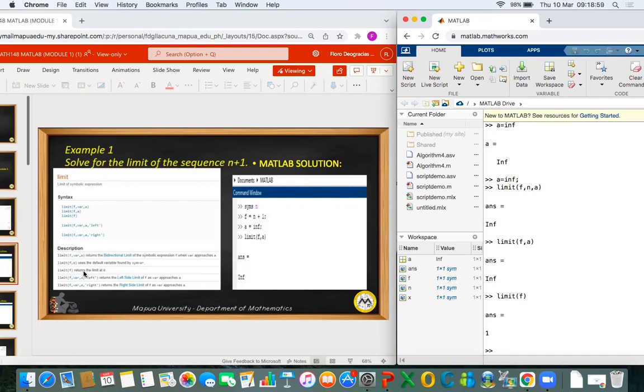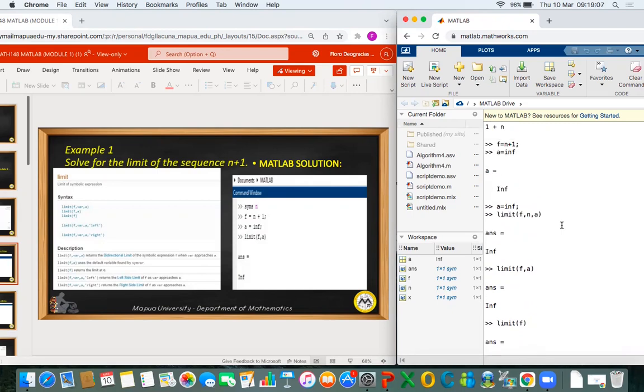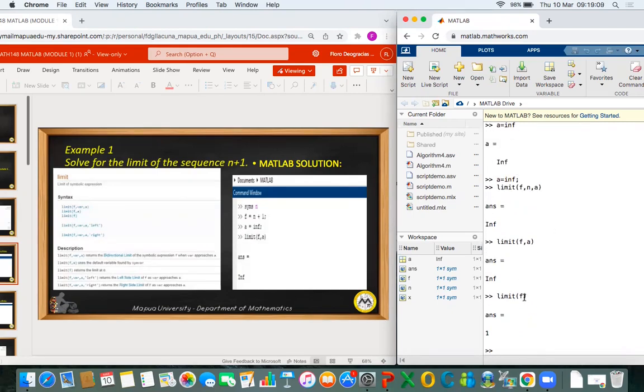Why? Because it says here it returns the limit at A. So we are in doubt with that, class. So don't use this now. Okay, class, please, because manually our answer is infinity, so therefore in MATLAB it should also be infinity. Okay, next item.